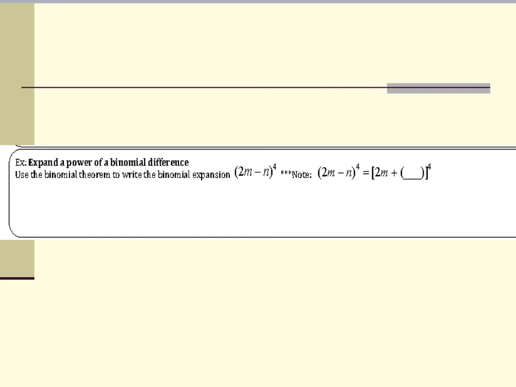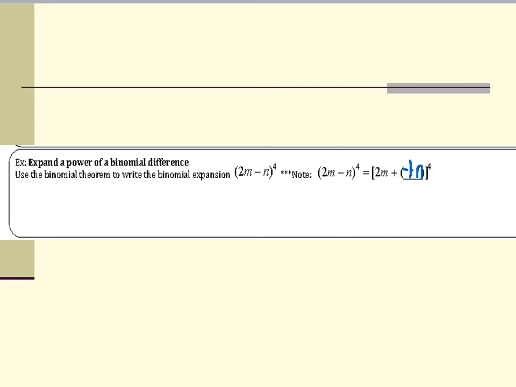Okay, the next problem here says expand a power of a binomial difference. So notice we've got a subtraction sign. So use the binomial theorem to write the binomial expansion of 2m minus n to the fourth power. And what you need to remember is that minus n right there, you can think of that as negative 1 times n. I like to think of it as negative 1 times n.